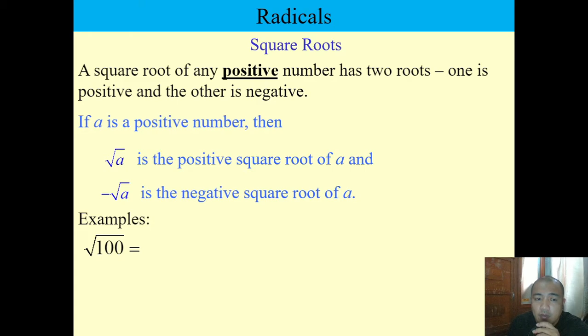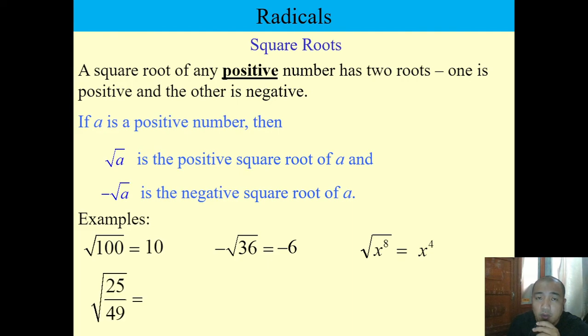Examples: what is the square root of 100? 10. What is the negative square root of 36? Negative 6. What is the square root of x to the 8? X to the 4th. What is the square root of 25 over 49? 5 over 7. What is the square root of 0.81? 0.9. What is the square root of negative 9? Non-real number or imaginary number. So, there is no square root of a negative number.